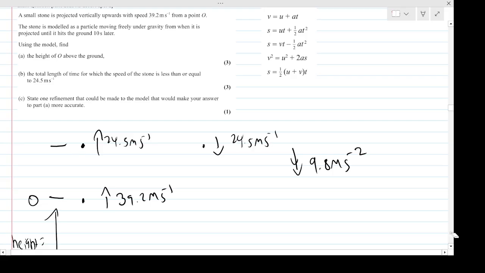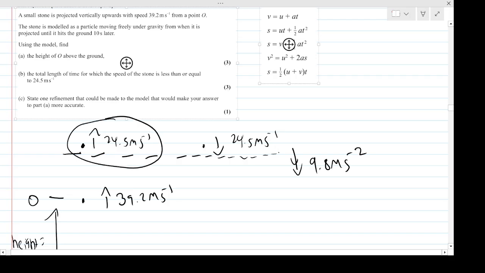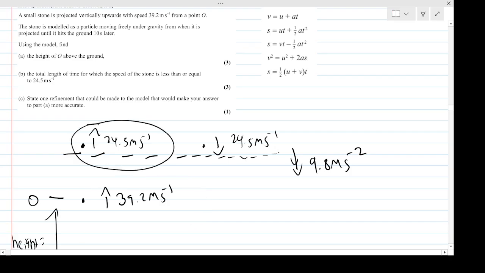So what we essentially want to consider is the situation where the ball, the particle, the stone, reaches a point where the speed has slowed down to 24.5 from when it starts at 39. So it goes up by 24.5, then comes down by 24.5 as well. So what times do that happen? Let's consider that.